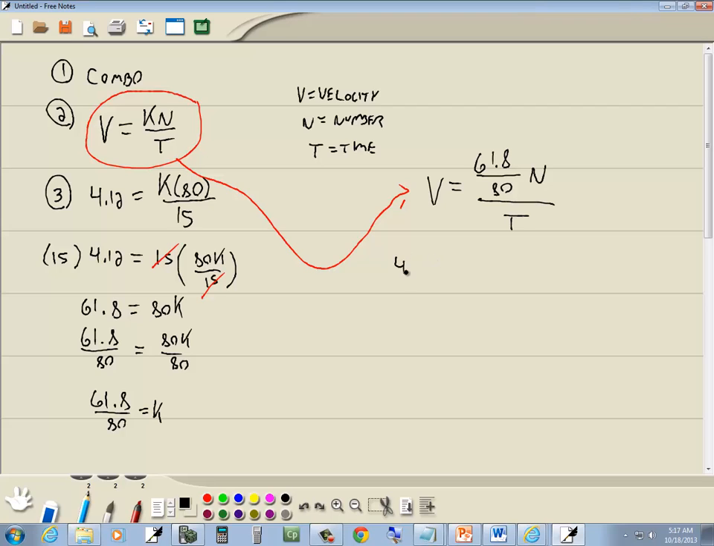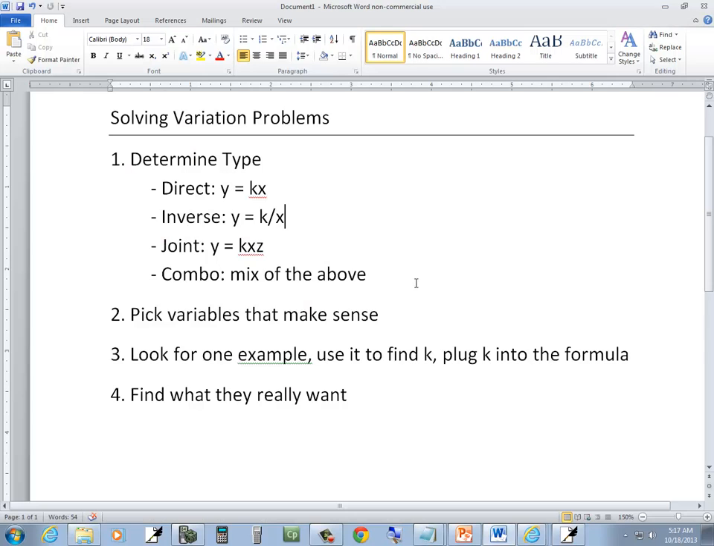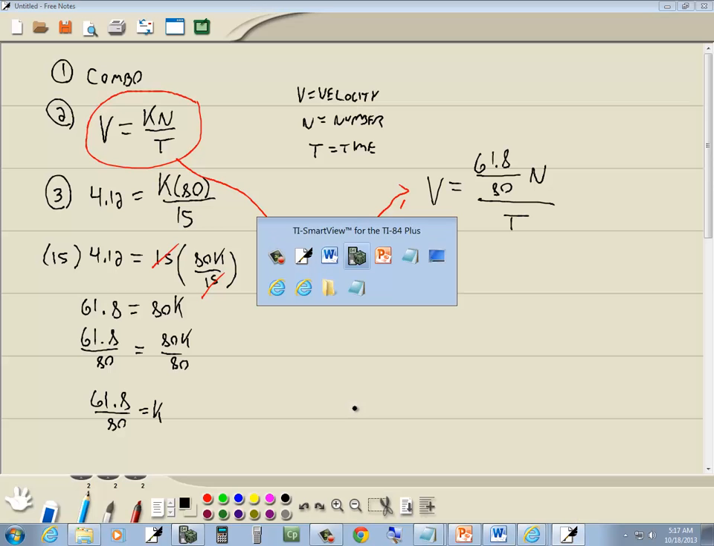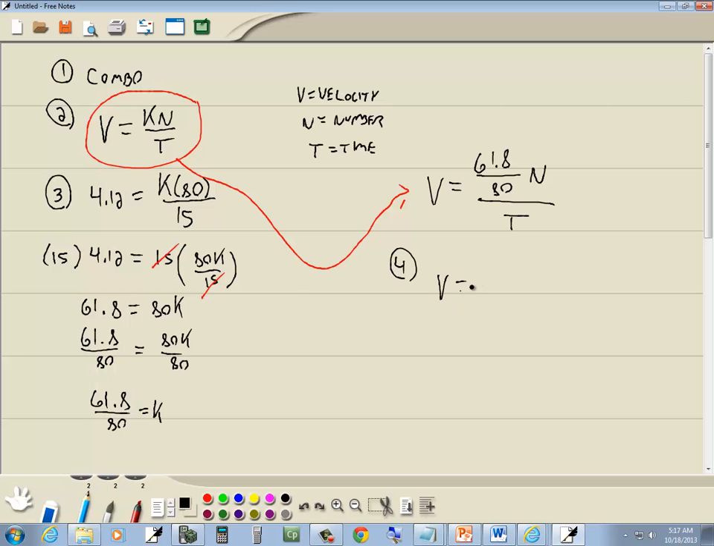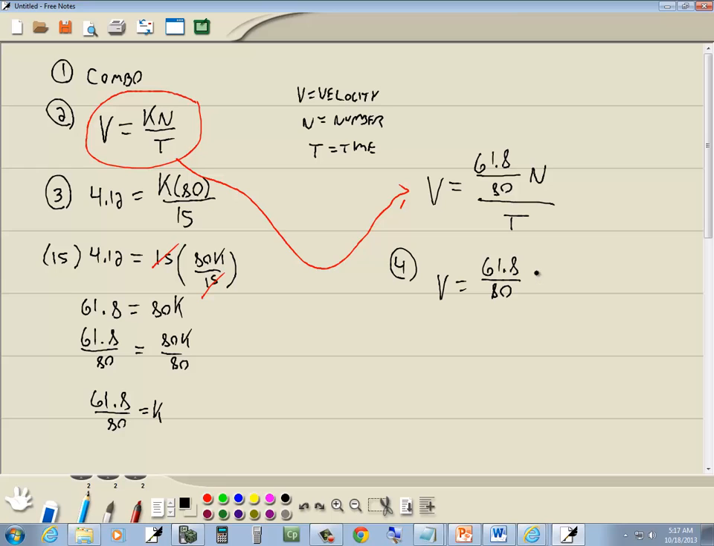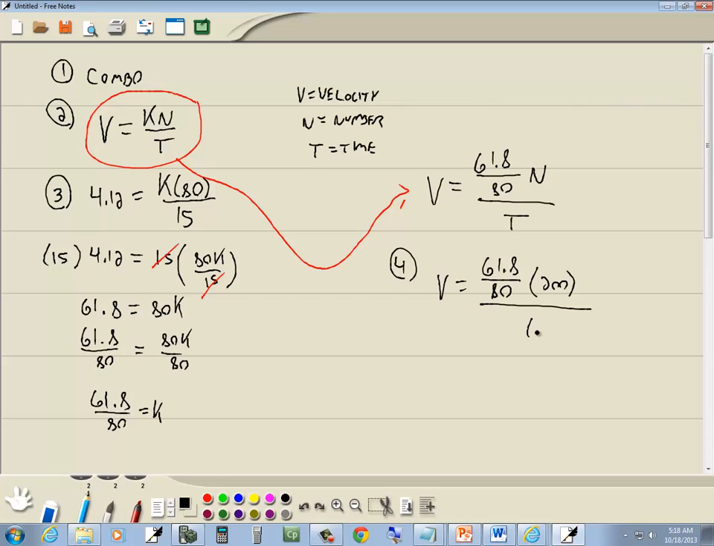Okay, step 4. There it is. Find what they really want. It says find the velocity, so we want to find V when 200 generations, so it's telling us N is 200, formed in 60 minutes, so T is 60.